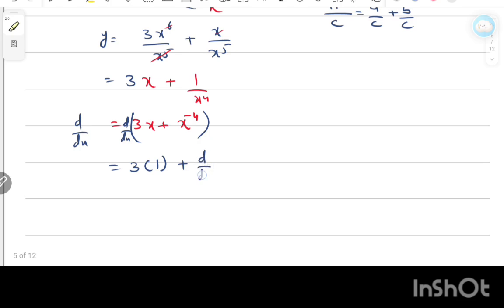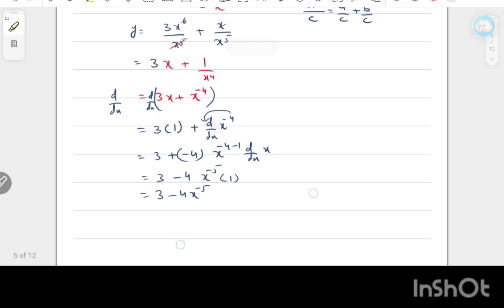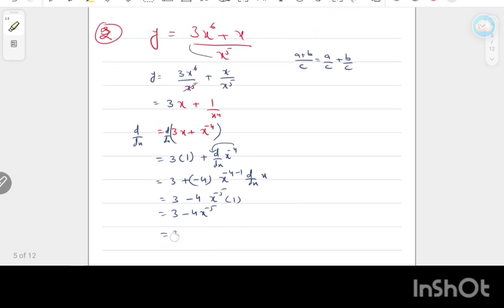We get the answer: 3x to the power 1, derivative is 3. Now the derivative of x to the power minus 4 will be minus 4 at the start, because the negative power comes to the start, and 1 is subtracted from the power. So 3 minus 4x to the power minus 5. Without the power, the derivative of x is 1, so we are not writing it. Hopefully, dear student, you can understand this question very easily. 3 minus 4x to the power minus 5 is our final answer.